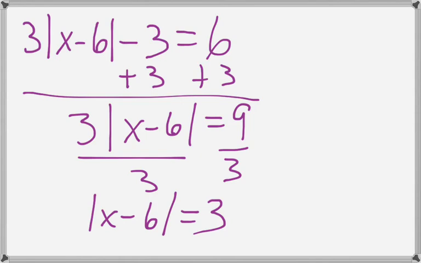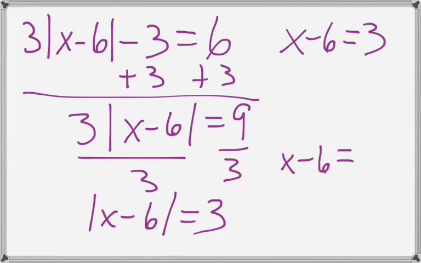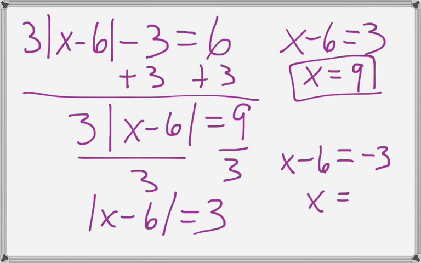Now that the absolute value is by itself, we can say, alright, I'm taking the absolute value of something and it equals 3. That's kind of a coincidence. The last one was 3 also. So if the absolute value of something equals 3, what could I be taking the absolute value of? Well, it could be 3 or it could be negative 3. So x could be 9, or x could be 3.